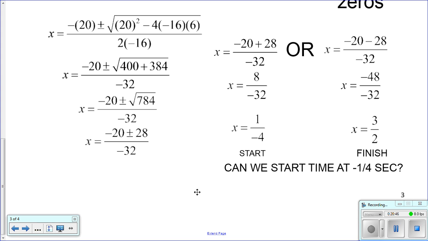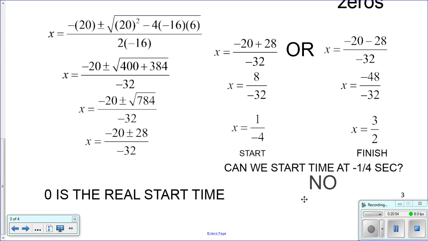So you kind of have to ignore this and start at 0 for the time. Okay? So 0 is the real start time, which means it'll take 3/2 of a second for it to hit the ground. You kind of just need to ignore this x value and go with this one, 3/2.